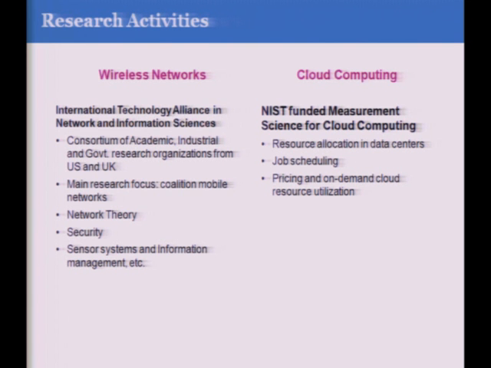Because it's a joint program between the US and UK, the focus is on coalition networks where multiple organizations have to operate together and achieve goals. But the scope of this program is quite broad. We have research that goes on in network theory, security of systems, even sensor systems and information management. So there's a broad scope of this program.